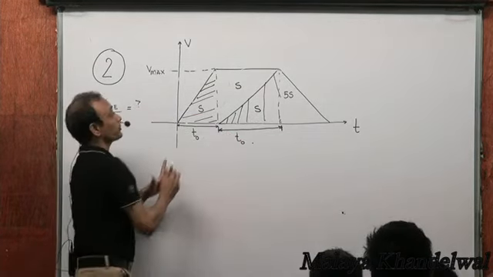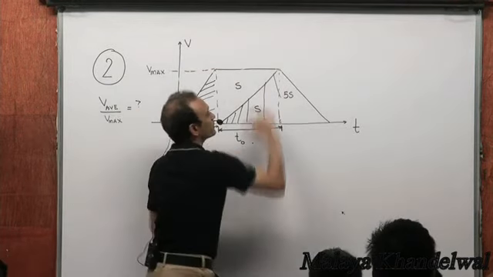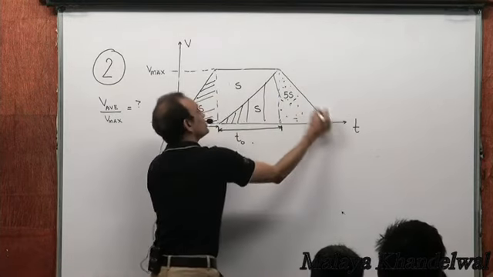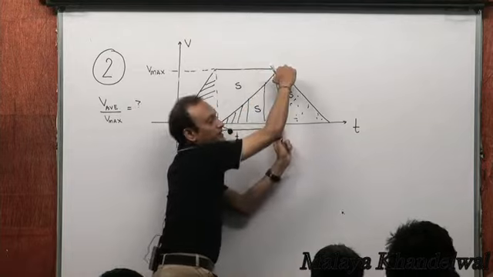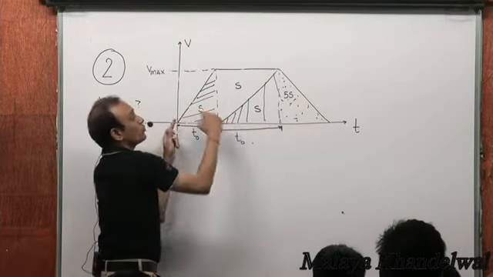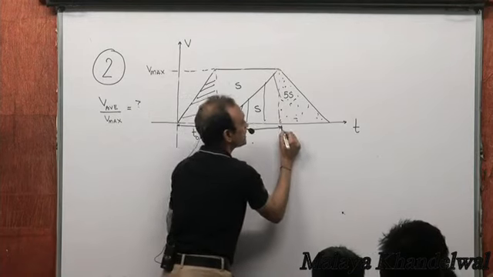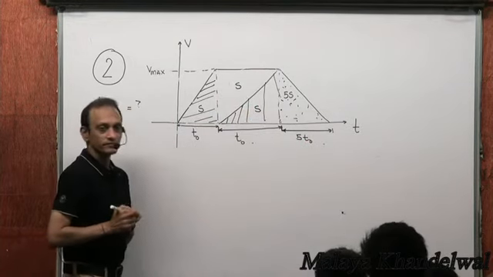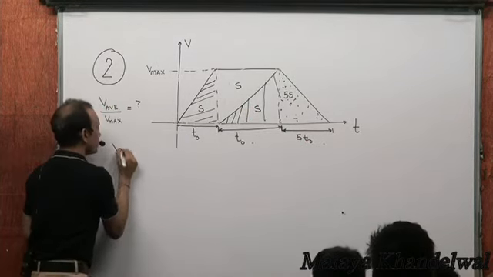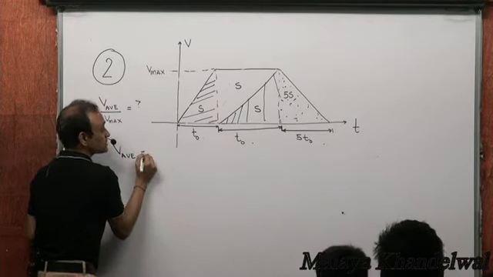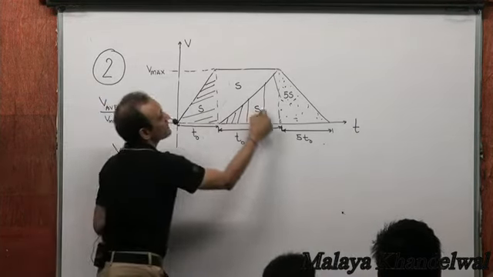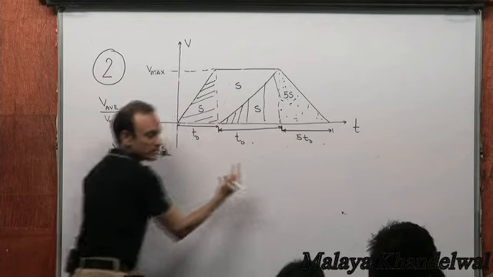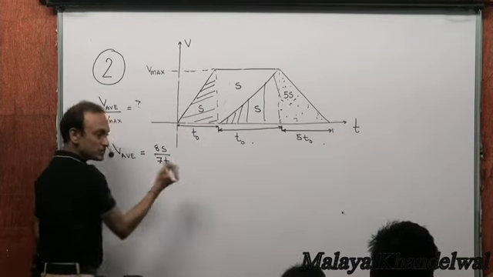Now, look at this triangle and this triangle. Same height, but area is 5 times. This dotted triangle and this triangle, same height, but 5 times the area. So base must be 5 times. That means this base must be 5 t naught, yes or no? Right? So what is the average velocity? Average velocity would be total displacement by total time. Total displacement is 3s plus 5s, 8s. Total time is 2 t naught plus 5 t naught, 7 t naught. That's the average velocity.